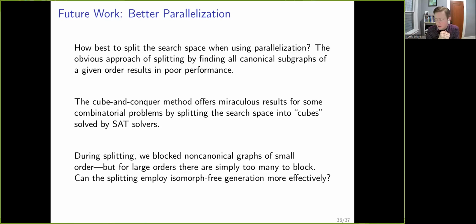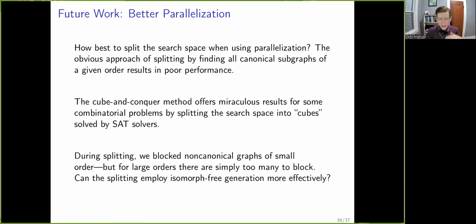So many people in the SAT community know of this cube and conquer method. I consider it a miraculous method when it works. A lot of people, when they're thinking about parallelization, are very happy if they can say we've got a linear time speedup in the number of cores that we're using. With cube and conquer, amazingly, if it works well, you get a super linear time speedup. It almost seems too good to be true, right?